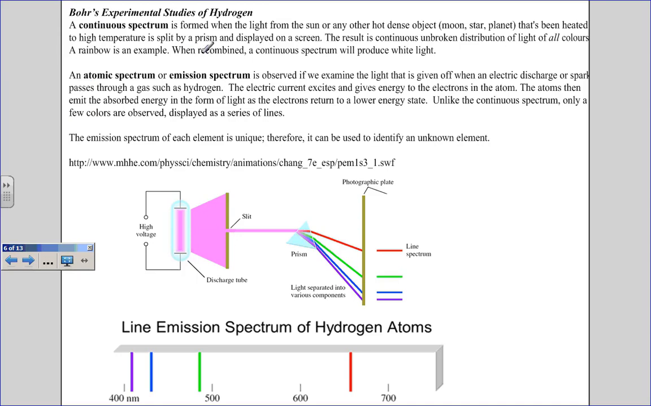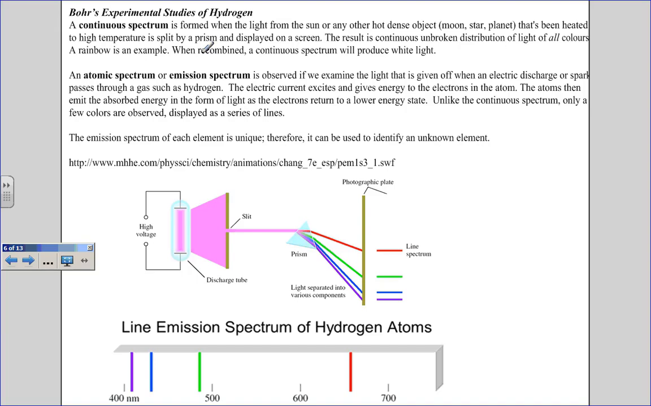Now, Bohr's experimental studies were with hydrogen. And this was one of the biggest flaws with his experiment, is that it applied beautifully to hydrogen, and the calculations that you'll see that he did applied beautifully to hydrogen or to 1 electron systems. But unfortunately, they did not apply to systems that had more than 1 electron.